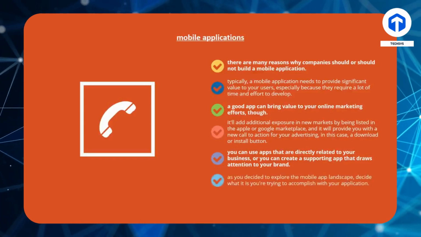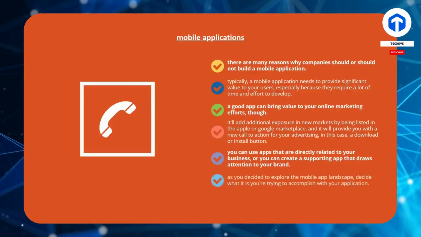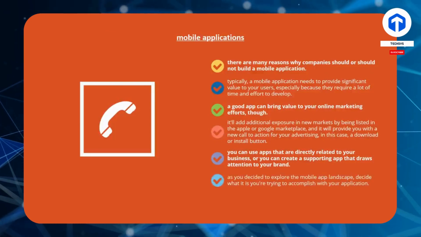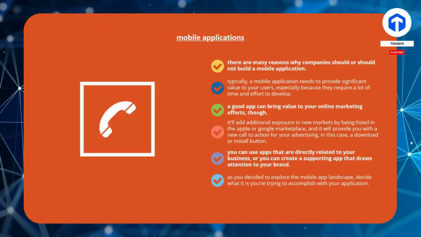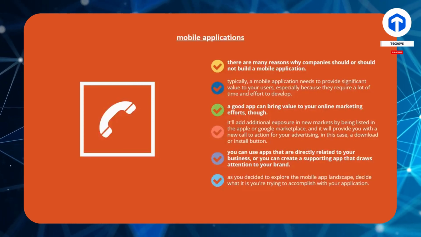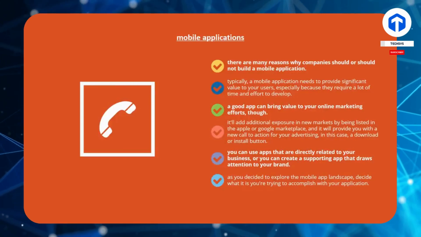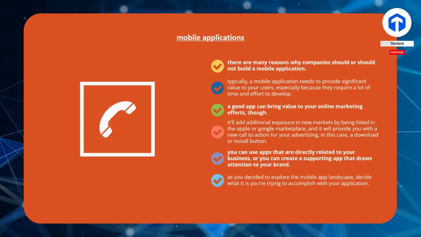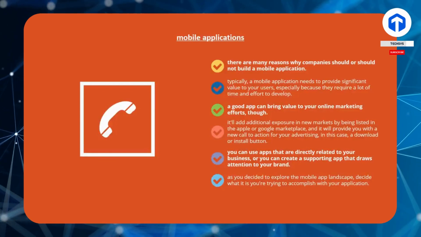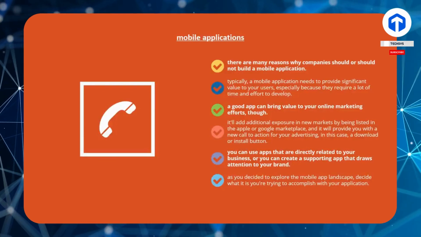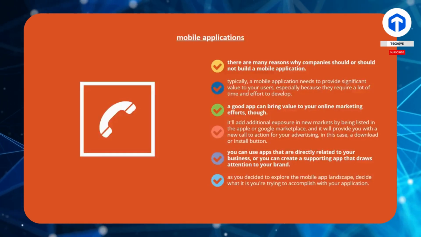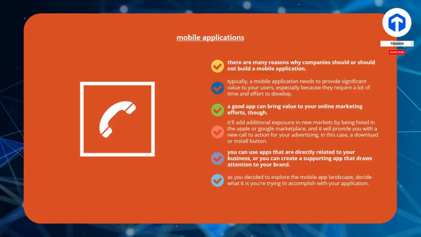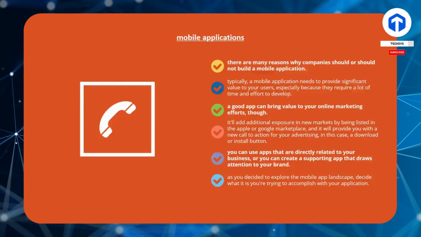As you decide to explore the mobile app landscape, decide what it is you're trying to accomplish with your application. If your app is just an extension of your business, then first determine if it allows a customer to interact with your product or service in a more meaningful way than your website. If it doesn't, there might not be a lot of value there. Mobile applications require a lot of planning. You should create a document called a scope of work and outline everything the application will need to do. Get really detailed, as you'll want to list every requirement.